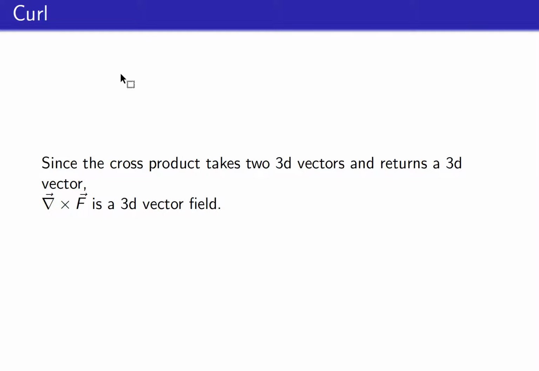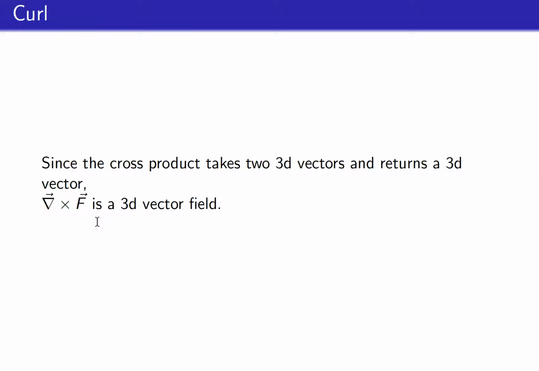Since the cross product takes two 3D vectors and returns a 3D vector, we remember that the cross product of these things, this looks like a vector, that certainly is a vector. Take the cross product of this is a 3D vector field. I say 3D, I emphasize 3D here, this only works in 3 dimensions.